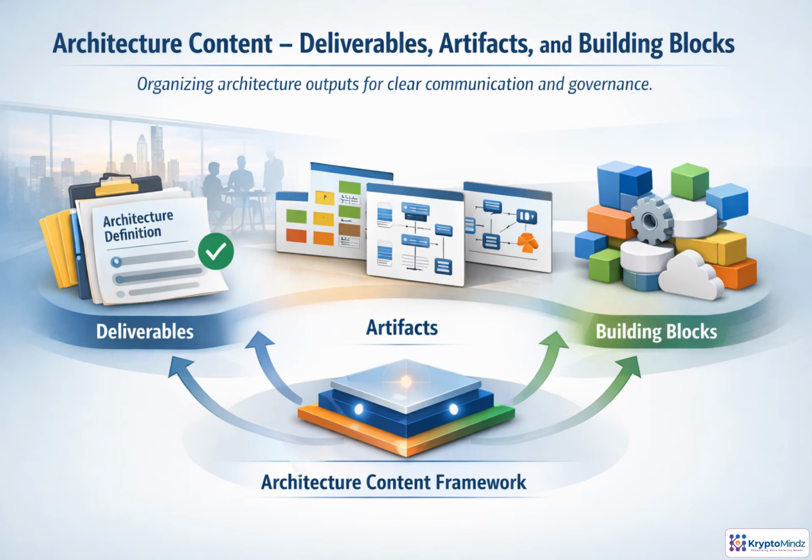TOGAF organizes architecture content into three related forms. Deliverables are the official work products, the items reviewed, approved, and governed, such as an architecture definition document or roadmap. Artifacts are the views inside or supporting those deliverables, including capability maps, data models, application diagrams, and standards. Building blocks are reusable pieces of architecture or solution design, such as capabilities, services, platforms, or implemented components.